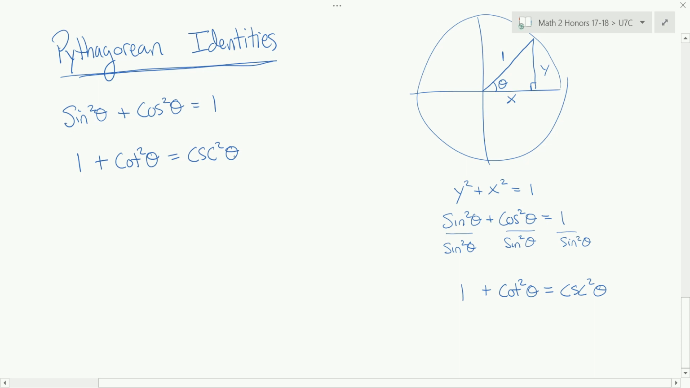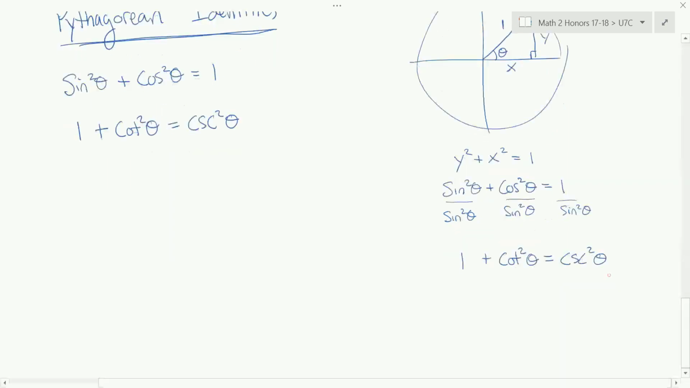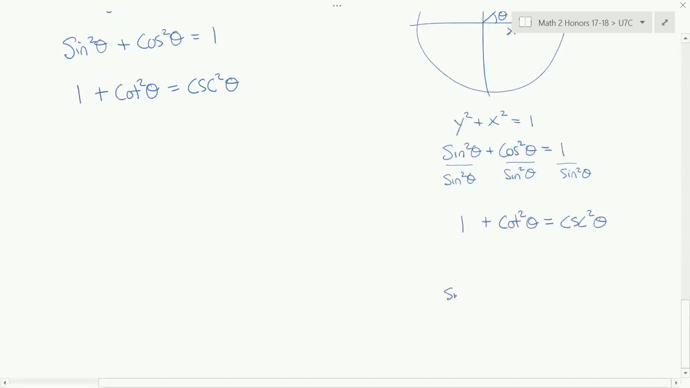And then the last of the three come from a similar process. If I again start with sine squared theta plus cosine squared theta equals 1, and this time instead of dividing by sine squared, I'm going to divide each one by cosine squared.